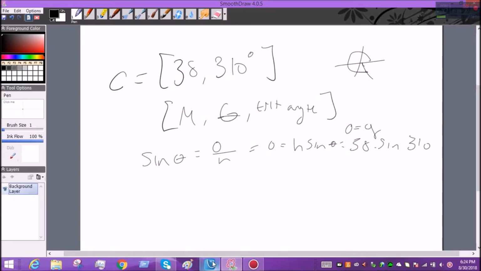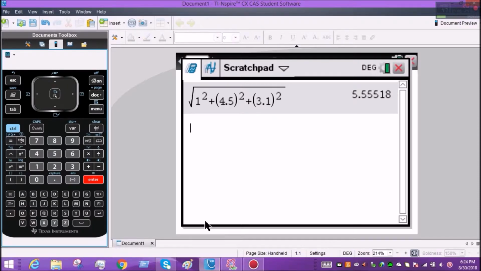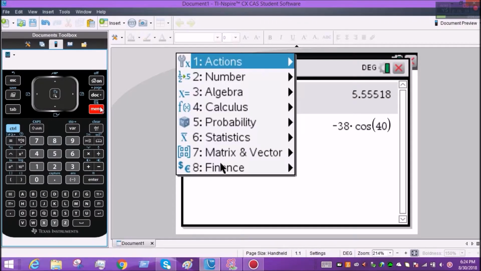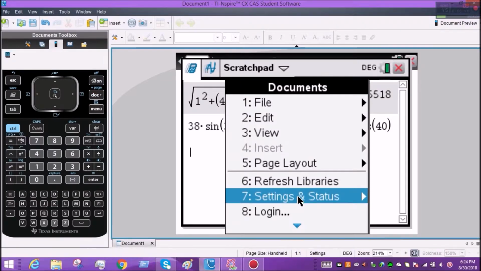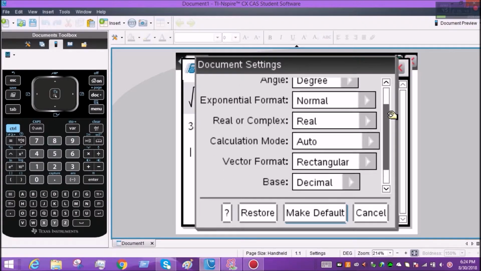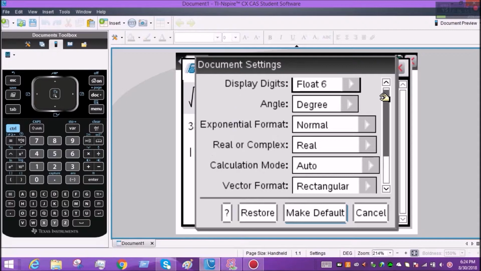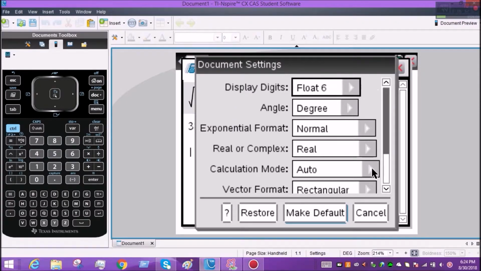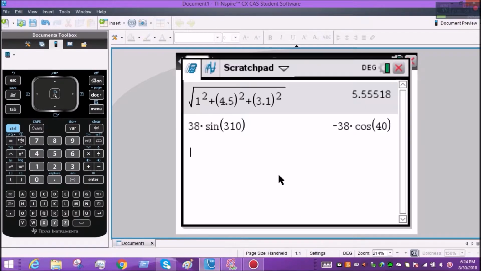So if we go ahead and check that on the calculator, just making sure I'm in degrees real quick. I have to change my settings real quick because I haven't changed them on here, so excuse me. I need to make sure that it approximates. Here we go, found it. Approximate, make default. Okay, sorry about that.